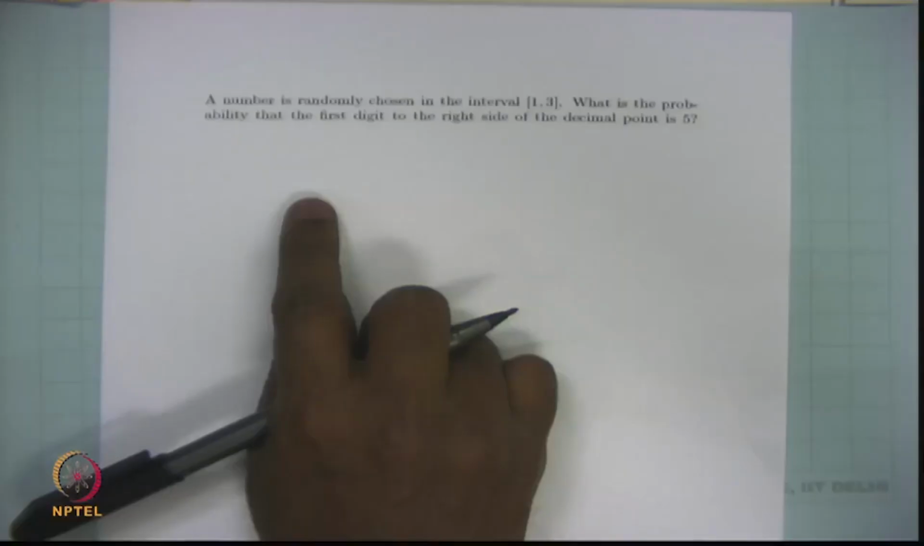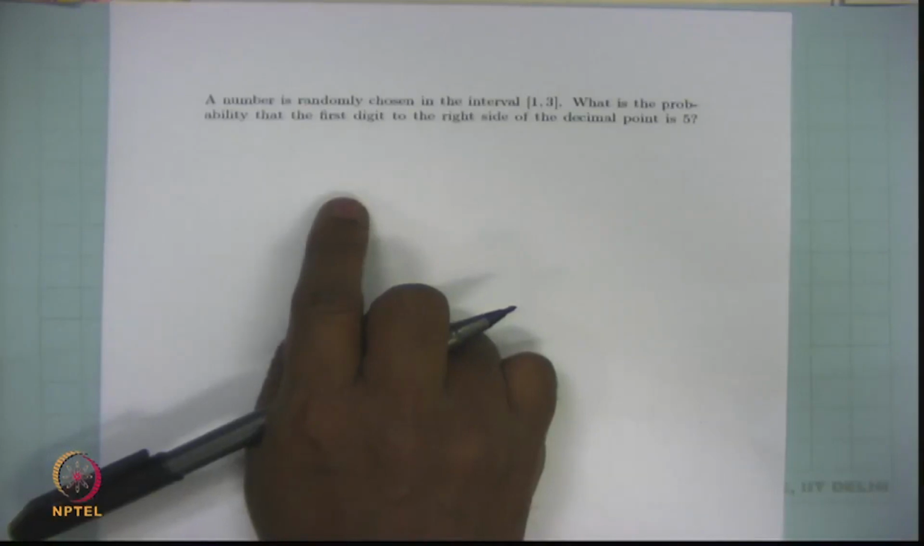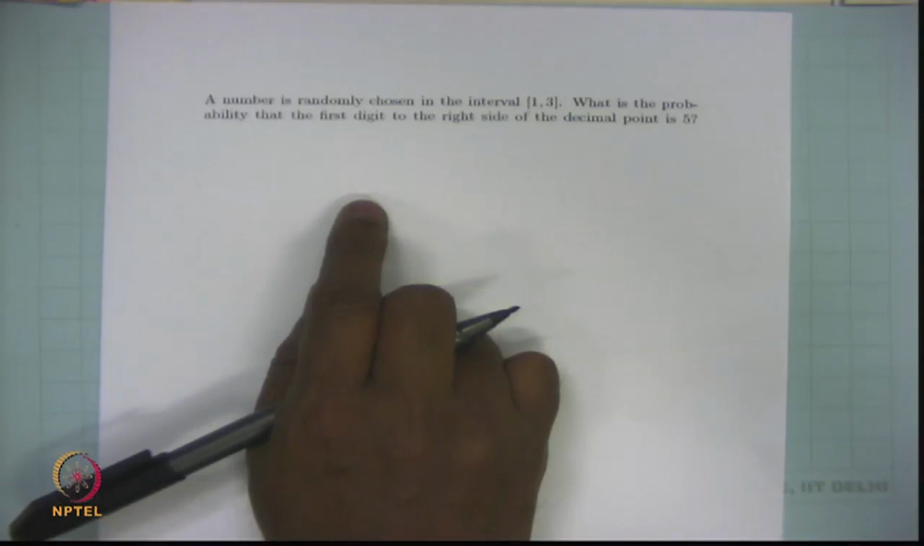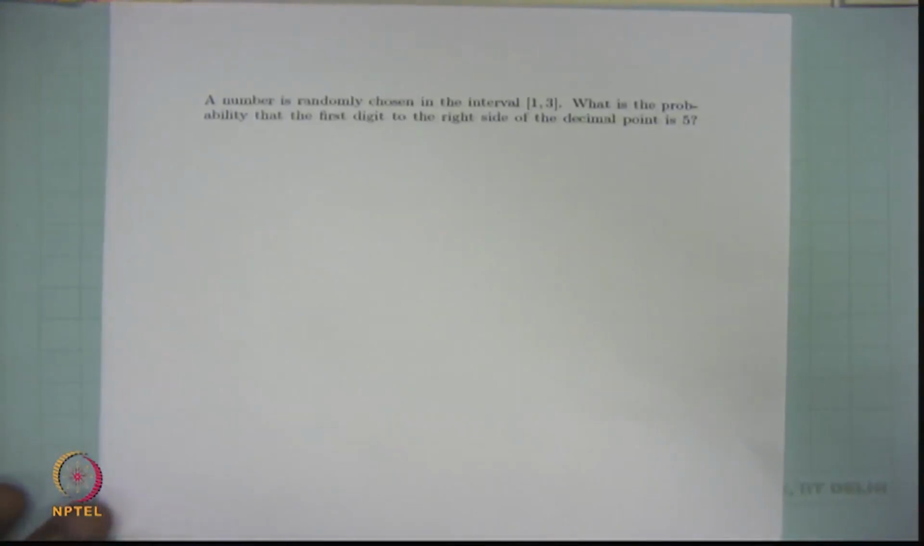A number is randomly chosen in the interval 1 to 3. What is the probability that the first digit to the right side of the decimal point is 5? Note that whenever we choose a number randomly, that means the possible sample points are equiprobable.